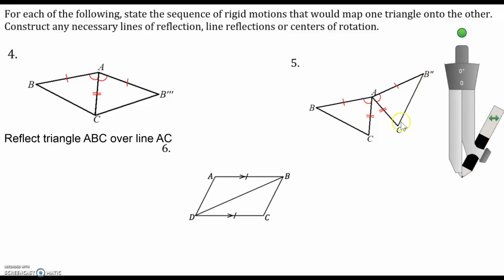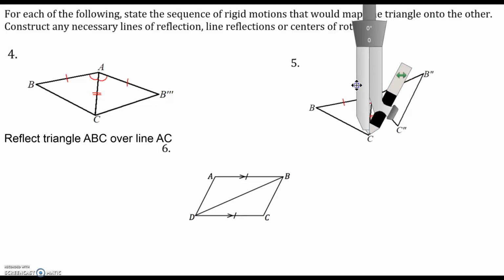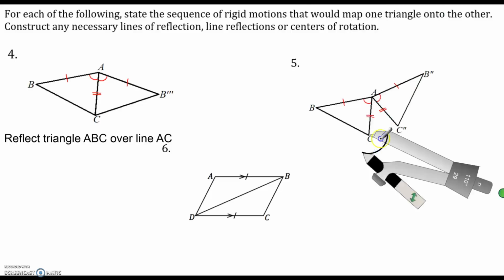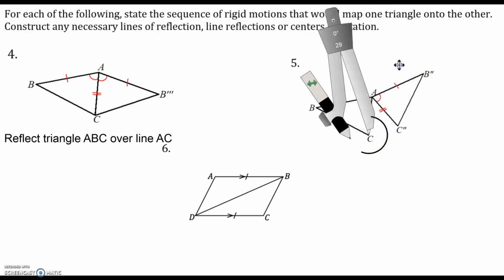Okay, for number 5, there's a few different ways you could do this. To me, I see that it's a reflection. I just don't have the line of reflection in the picture this time. So I'm going to construct it. I'm going to go more than halfway between C and C prime, and I'm going to construct that line of reflection. So remember, when you're doing that, it's a perpendicular bisector between a point and its image.